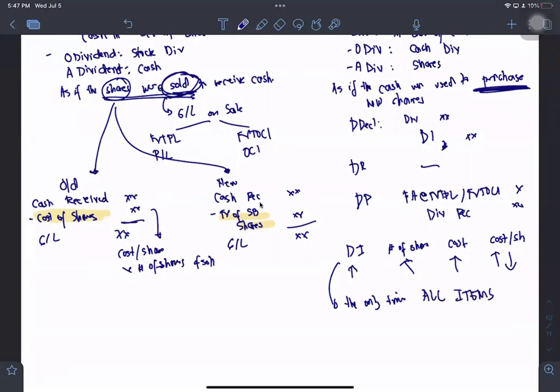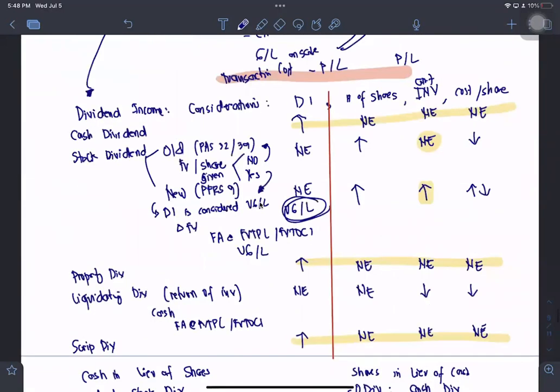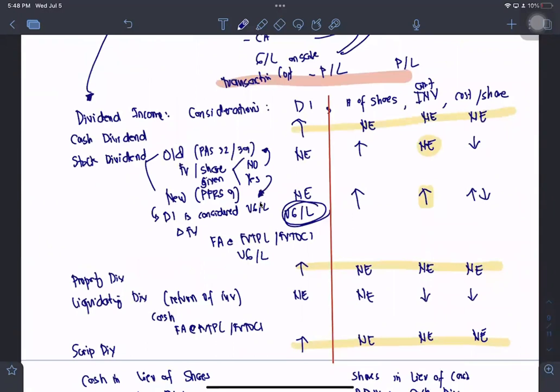This is the only time that all items are affected. Why? Dividend income is affected, number of shares is affected, cost per share is affected, and your cost is affected. Unlike the other one, our rule a while back: if the dividend income is affected, all others are not affected. But if the dividend income is not affected, all others can be affected.